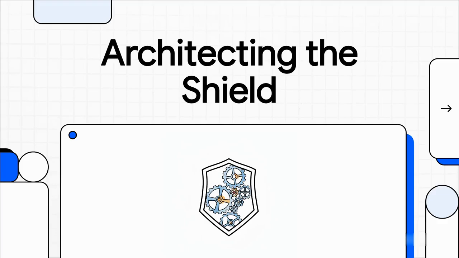All right, let's talk about architecting security. In this explainer, we're going to break down exactly how you can build a robust, automated security shield directly into your CI/CD pipeline. We're going to transform security from a roadblock into a runway for faster, safer deployments on AWS.